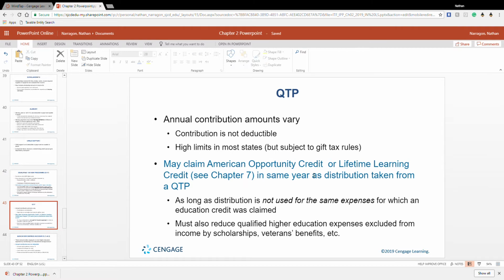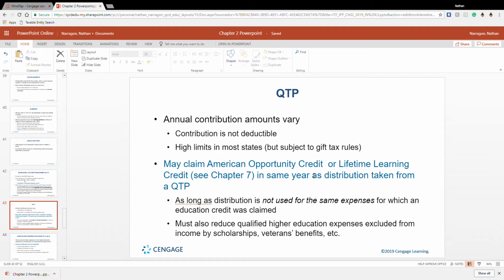So again, with the QTP, annual contribution amounts do vary. Contributions are not deductible. High limits in most states, but subject to gift tax rules. Again, with these you probably have to look at a financial planner. They're very great at these, and see how the state treats it. But again, contributions are not deductible. We can't deduct paying into these. Don't try, don't do it.